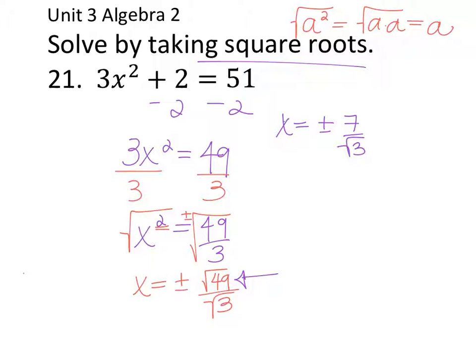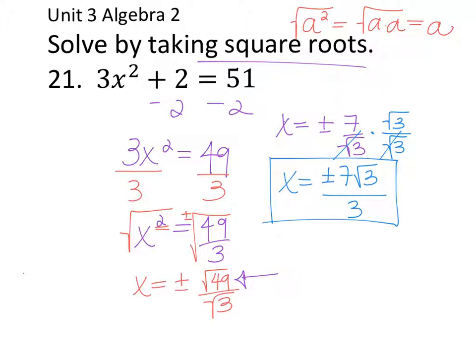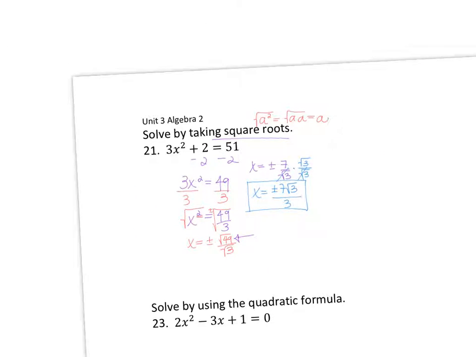So what I'm going to do is multiply by square root of 3 over square root of 3. And so I get x equals plus or minus 7 square root 3, because 7 was on my outside and 3 was on my inside. And then I know from proving it in other definitions, square root of 3 times square root of 3 is just going to be 3. And that is the most reduced it can get. And so that is your answer. That's solving by taking square roots.